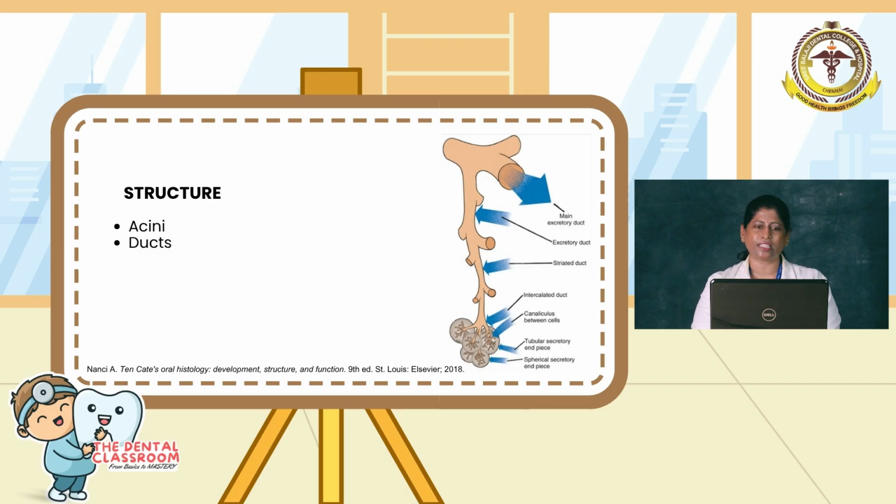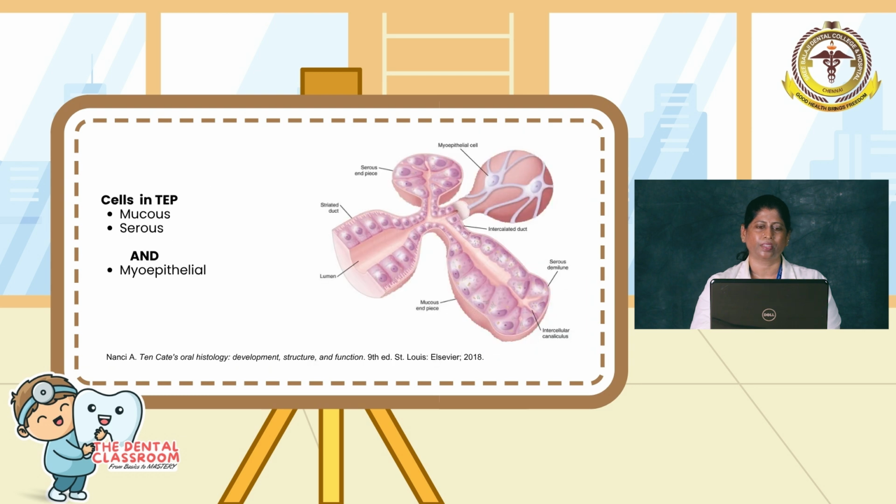Coming to the structure, the salivary gland is divided into acini and ducts. Acini is otherwise known as terminal end pieces or the secretory end pieces. The ducts are of three types: the intercalated duct, the striated duct, and the excretory duct. The cells in the terminal end pieces will include the mucous cell, the serous cell, and the myoepithelial cell, and all these cells are centered around the lumen.